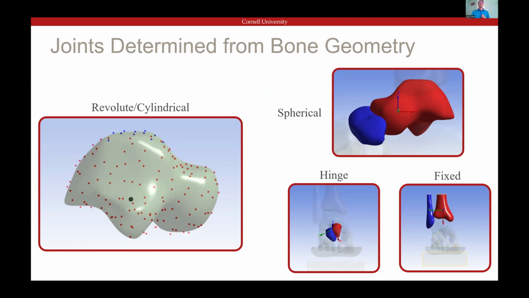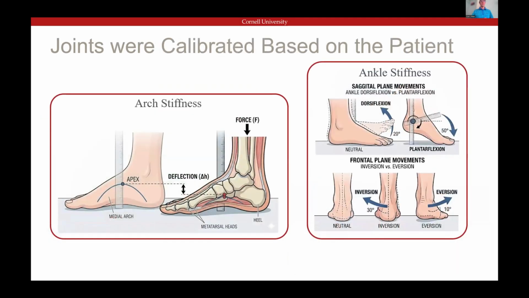We also had cylindrical joints, spherical joints, hinge joints, and fixed joints to make in total 5 different types of joints modeled within the body. Ligaments provide the stability to the joints.